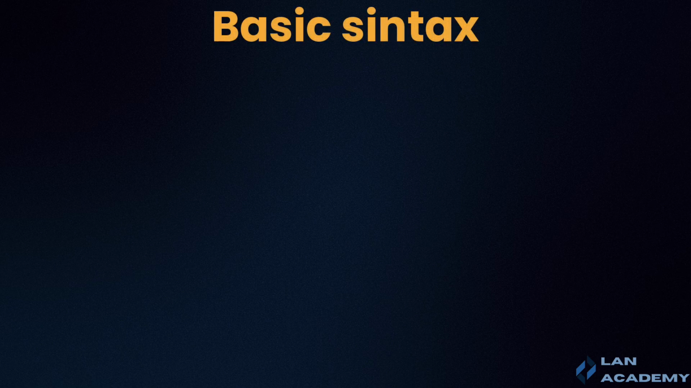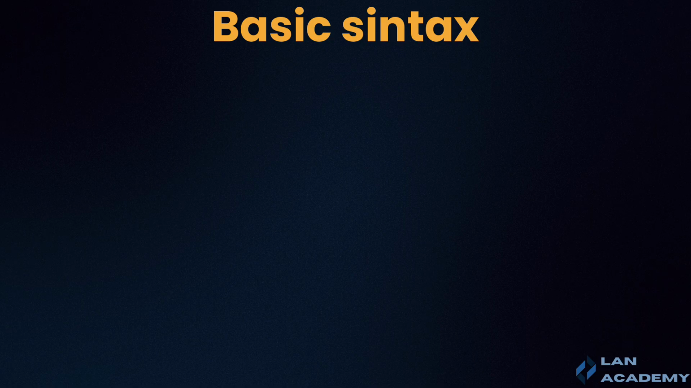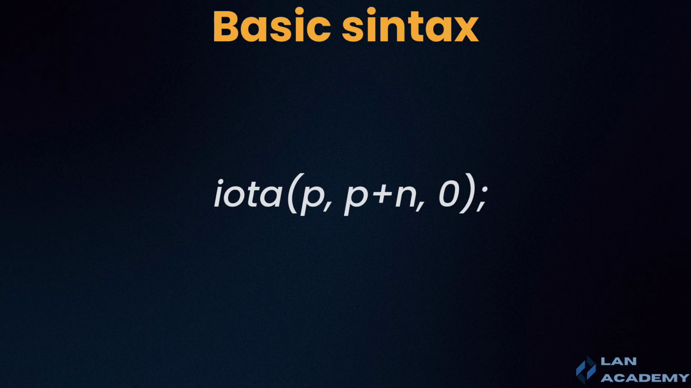The basic syntax of the function is iota of begin, end, and start value, where begin represents the beginning iterator of the range, end represents the end iterator of the range, and start value is the starting value from which consecutive values will be assigned. In our case, it is 0. So, iota of p, p plus n, and 0 indicates that starting from the pointer to the first element of the array p, up to the pointer to the element after the last element of the array, p plus n, starting from the value 0, consecutive values will be assigned to each element in the array.